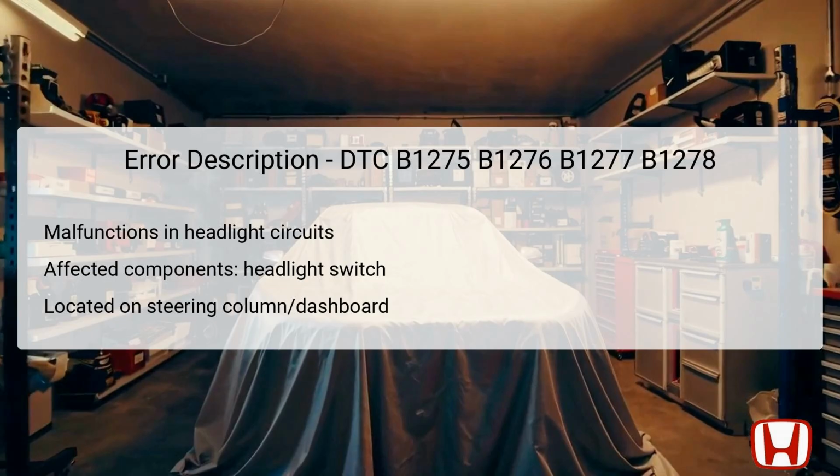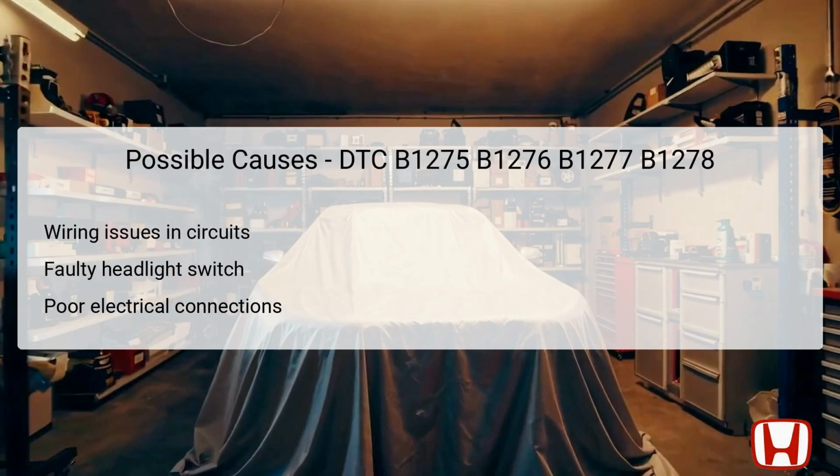For instance, a malfunction in the off position circuit might cause the headlights to remain illuminated despite being turned off. Understanding the role and location of these components is essential for effectively diagnosing and resolving the issue.